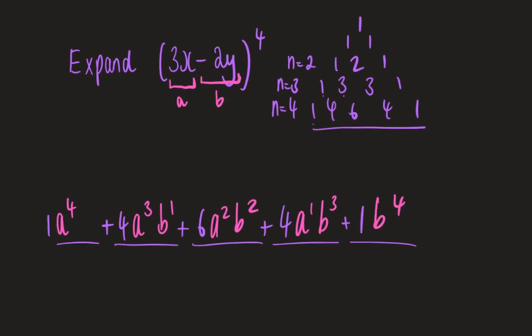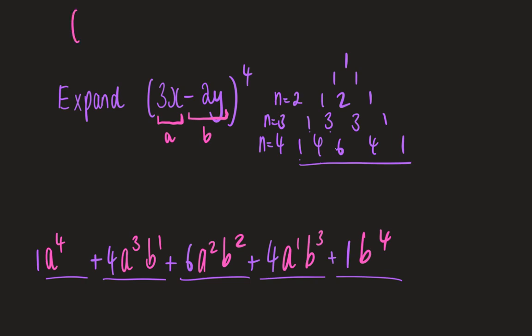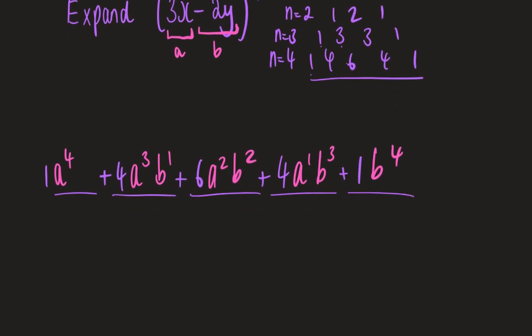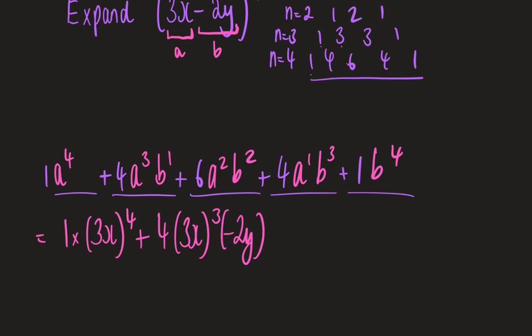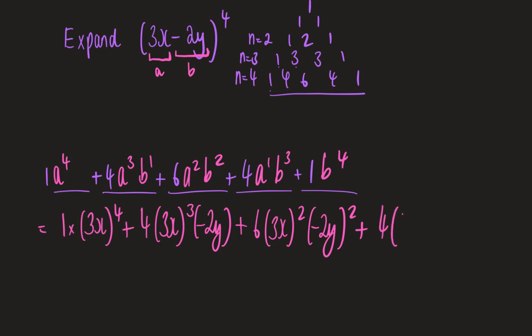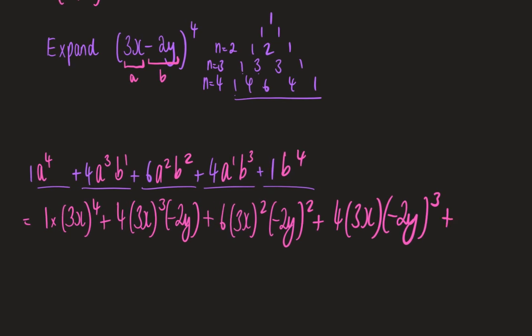So the reason I've done A and B is because I'm expanding out A plus B to the power of n, in this case n is 4, and I'm going to now substitute in my values for A and B. So I've got 1 times A, which is 3x to the power of 4, plus 4A cubed B to the power of 1, plus 6A squared B squared, plus 4A B to the power of 3, running out of room here, plus 1 B to the power of 4.